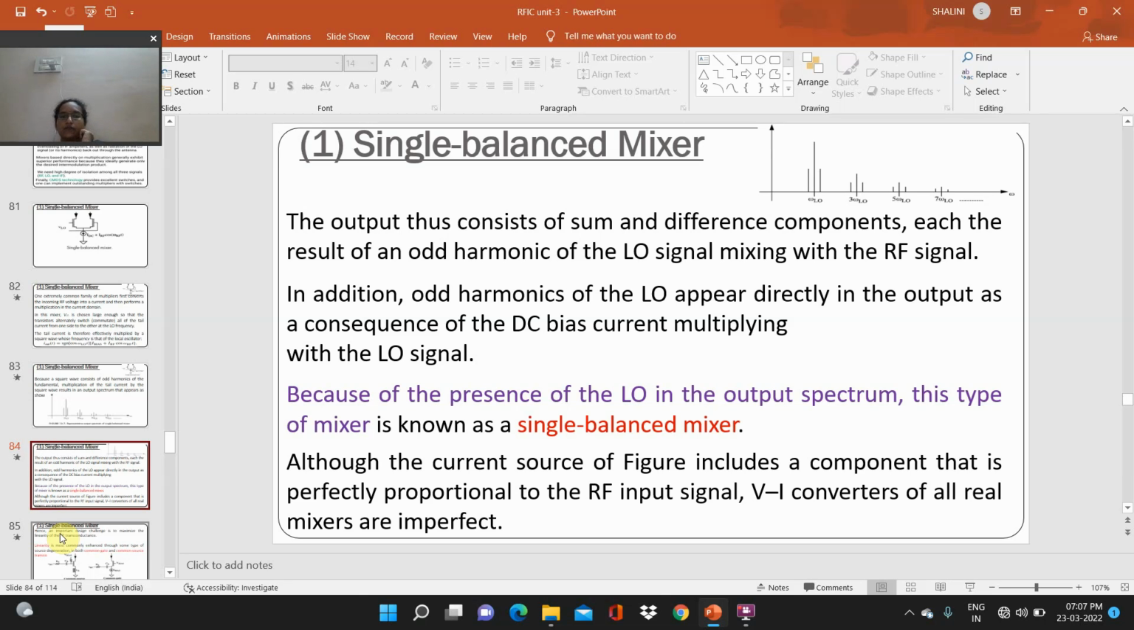Because of the presence of the local oscillator in the output spectrum, this type of mixer is known as a single balanced mixer. Although the current source of the figure includes a component that is perfectly proportional to the RF input signal, V to I converters of all real mixers are imperfect.